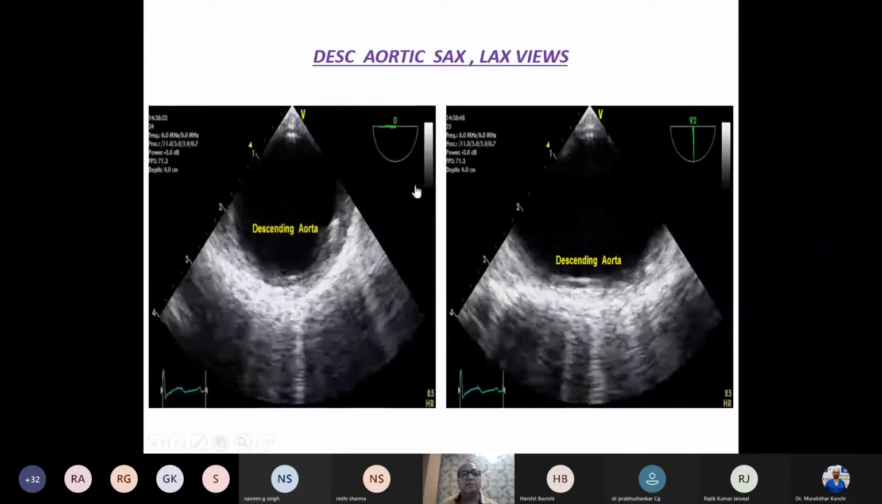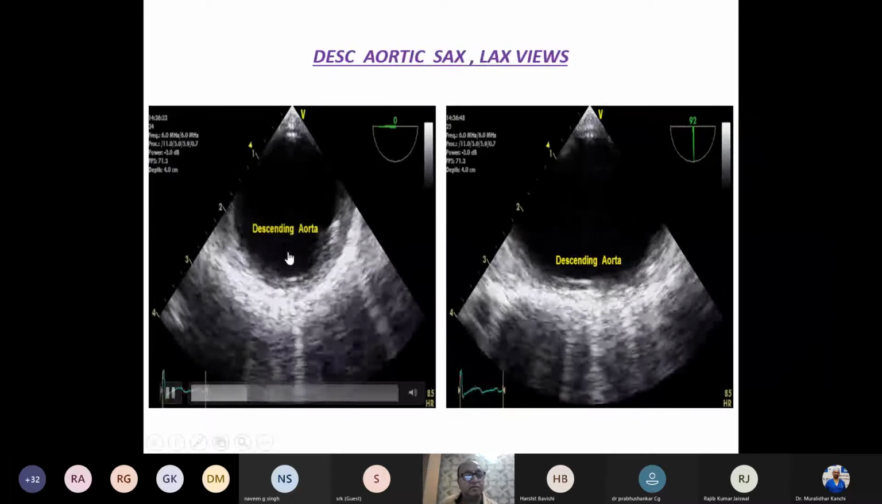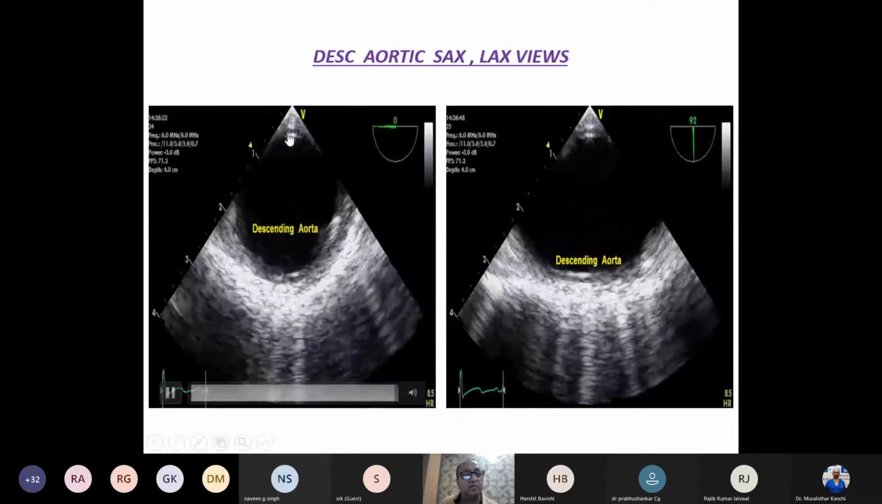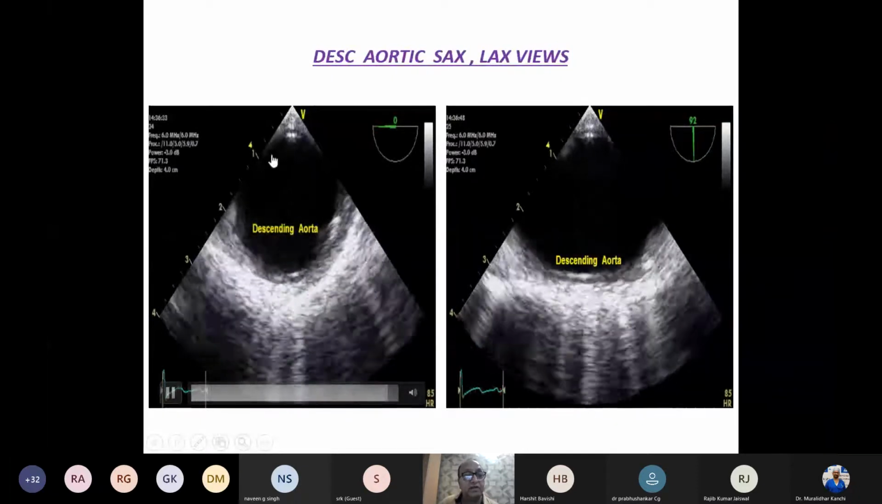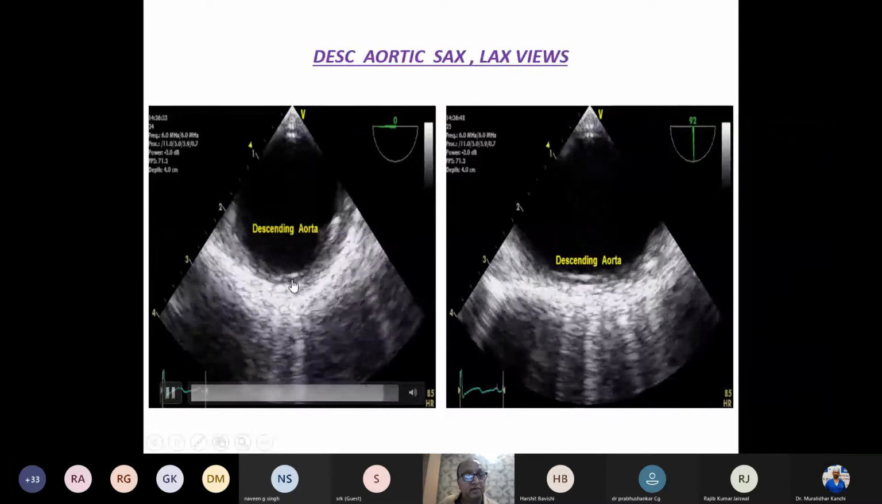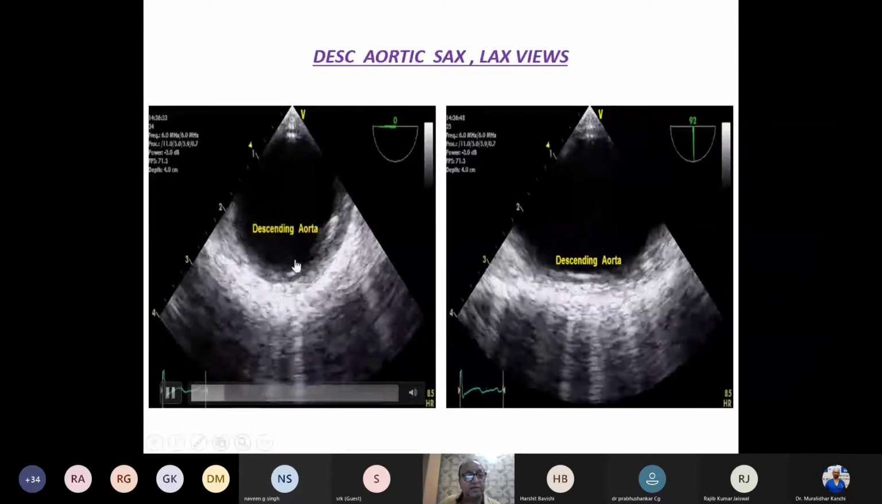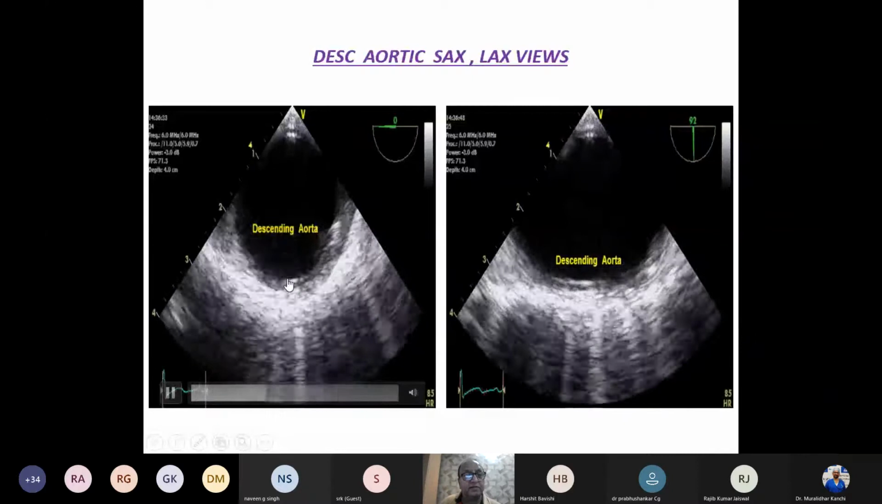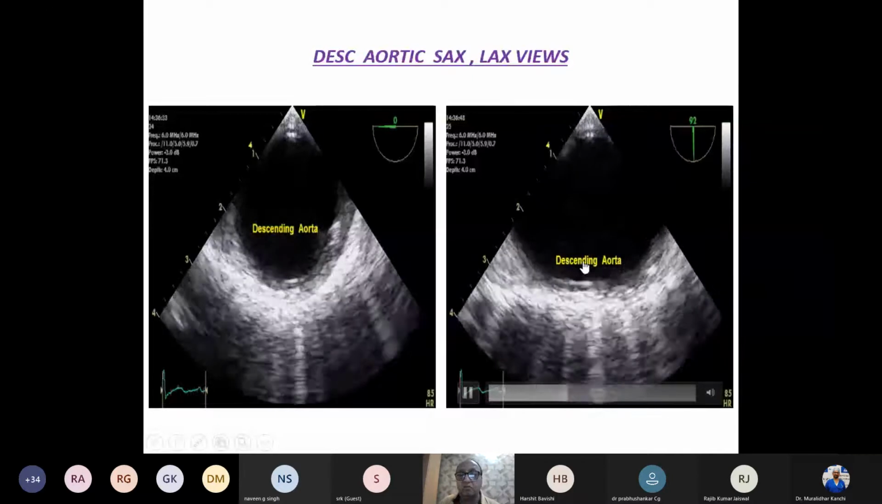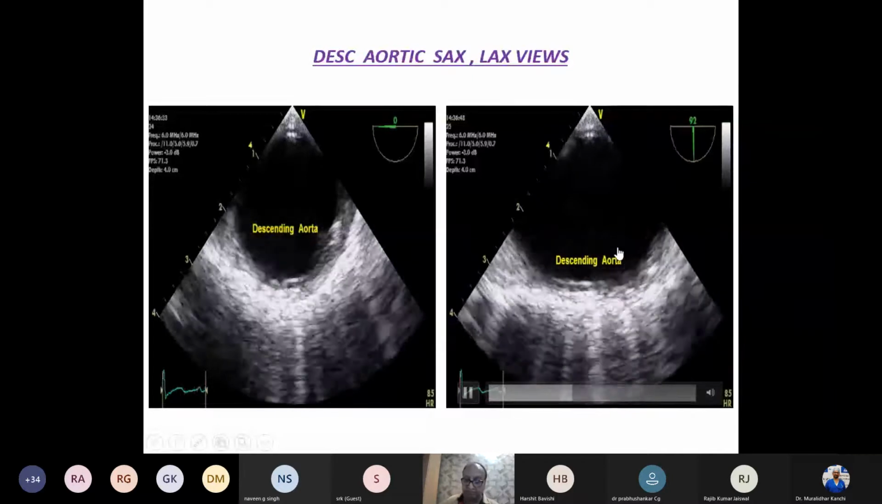Next is the descending aortic short axis and the long axis view. On the left is the descending aortic short axis view. Here also we can make out whether any intimal thickening is there, or any mobile plaques are there, and we can measure the intimal thickening in the short axis view or even in the long axis view. To the right is the long axis view.